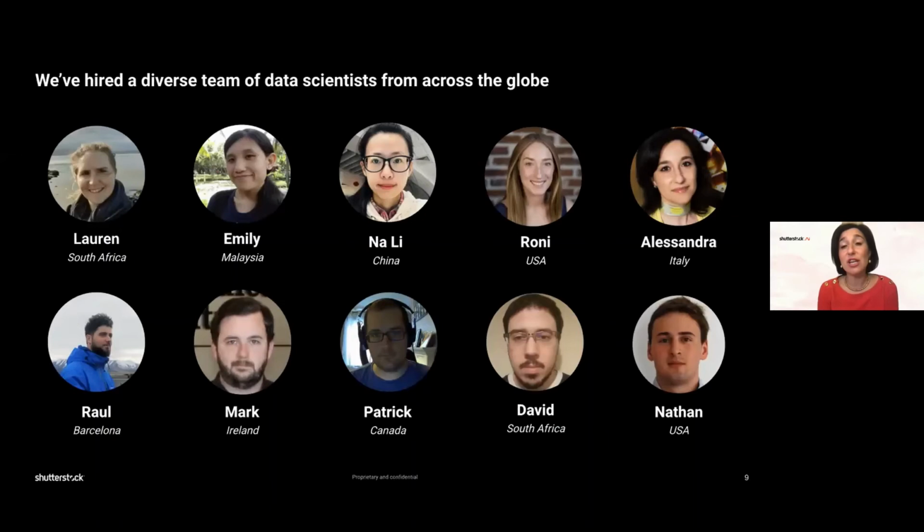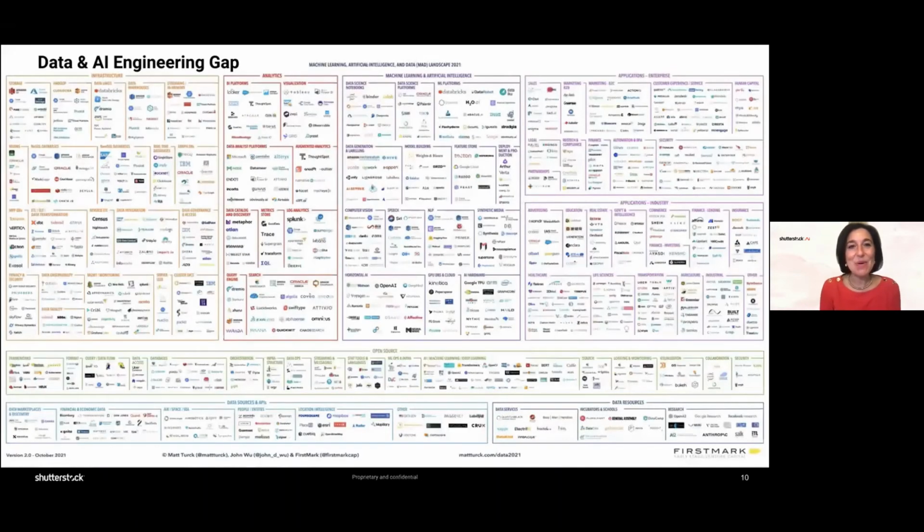But it's not just about data, it's also about the team and who builds the computer vision model. I'm honestly super proud that in this country I've been able to build my first 50-50 gender balanced team of AI experts from everywhere in the world. South Africa, Malaysia, China, US, Canada, Italy. If you don't recognize my accent, and it's me, Spain, and so on.